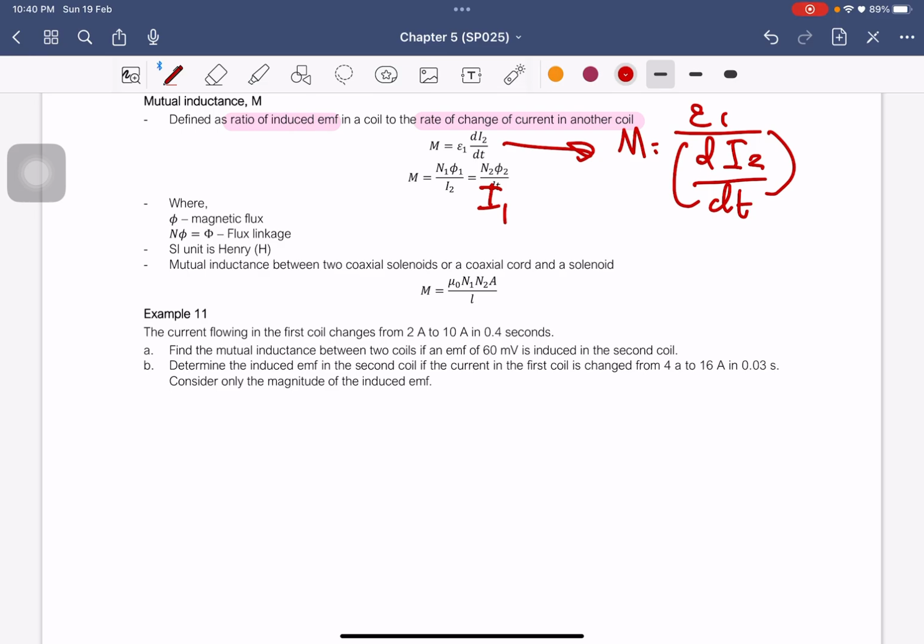Okay, so yeah. So this N phi is equal to our flux linkage, and the SI unit is Henry as well. So the mutual inductance between two coaxial solenoids, or a coil and a solenoid, is this equation here.